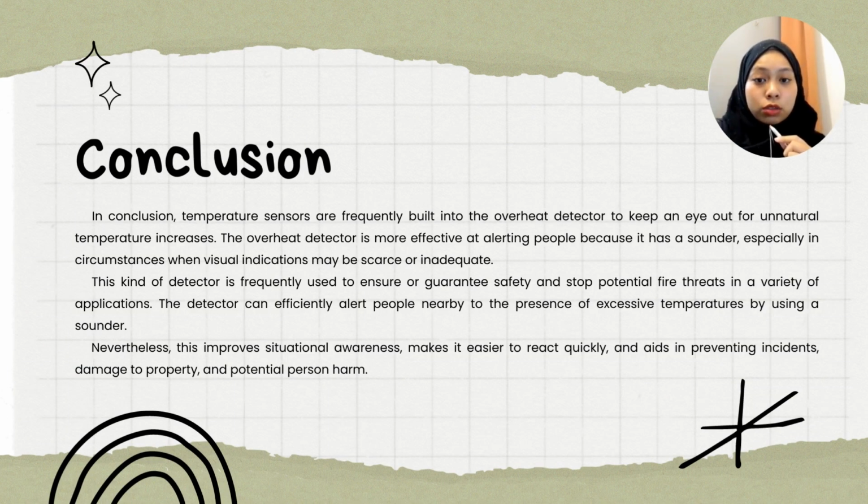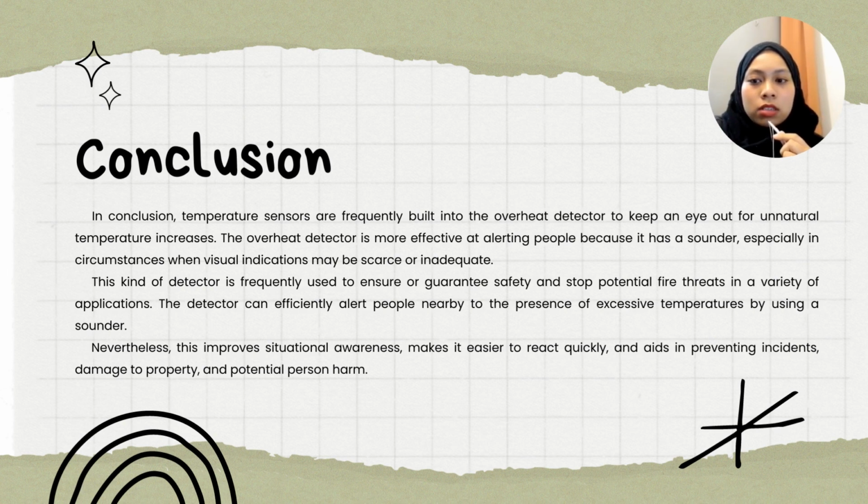So in conclusion, temperature sensors are frequently built into the overheat detector to keep an eye out for unnatural temperature increases. The sounder is activated by the detector when the temperature crosses a set threshold, producing a powerful auditory signal. So this acts as an urgent warning to inform people and motivate them to take the proper actions, such as looking into the source of the heat, starting fire suppression procedures, or leaving the area.